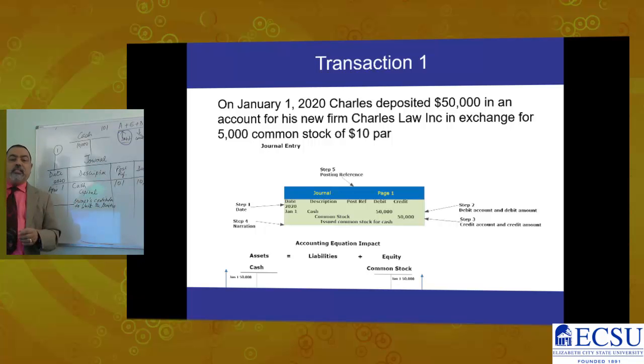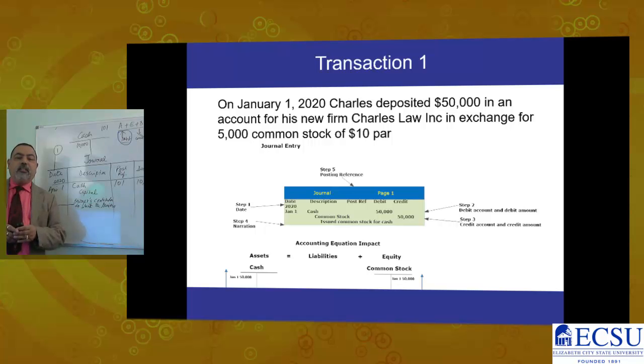So now you can see I have shown the several steps as well as the impact on the accounting equation. Step number 1 was this transaction happened on January 1st, so I write January 1st in the date column. Then step number 2, I debited the cash account with 50,000. So the debit account was cash and the debit amount was 50,000. Common stock was credited. That's how we have done step number 3. Step number 4, you can see a short narration which says issued common stock for cash.